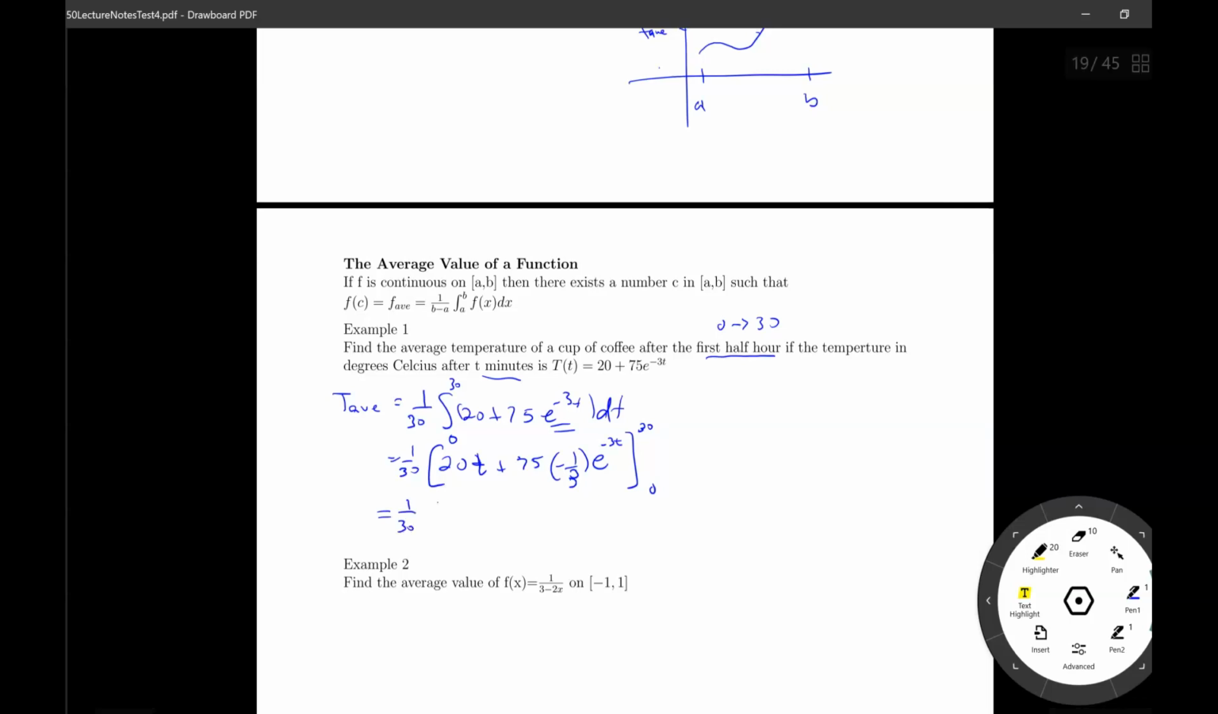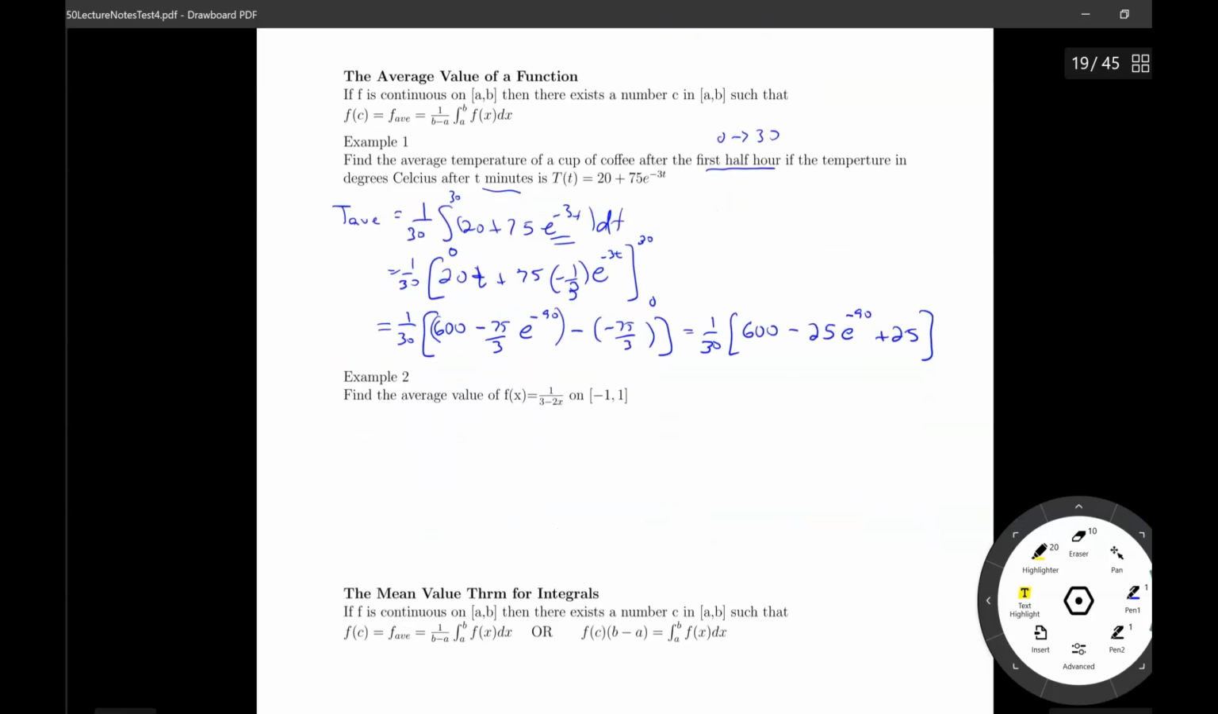And I'm going to plug in 30, so I get 600 minus 75 divided by 3, e to the negative 90. Then I'm going to be subtracting off, plugging in 0, and I have to be careful. Remember, when I plug in 0, it does not give me 0. So I get e to the 0, which is 1, so I get negative 75 divided by 3. All right, so this is 1 over 30 times (600 minus 25 e to the negative 90, and then plus another 25).